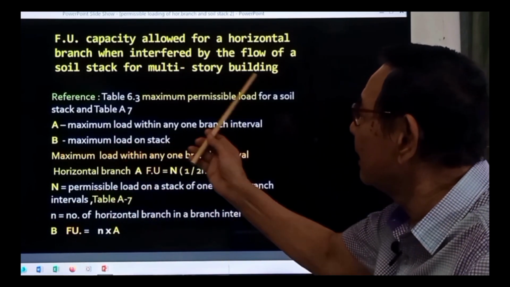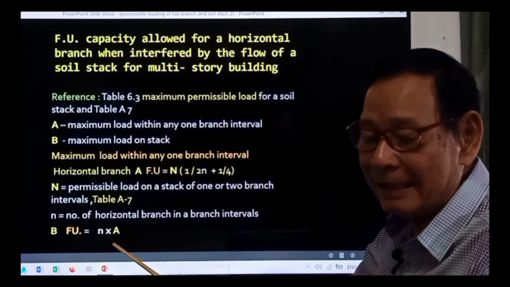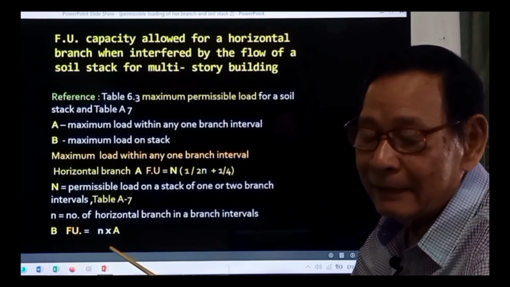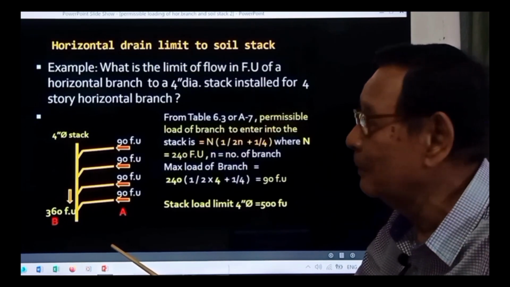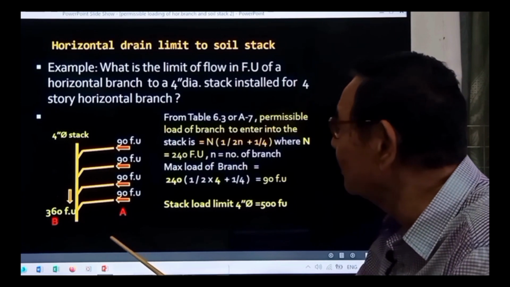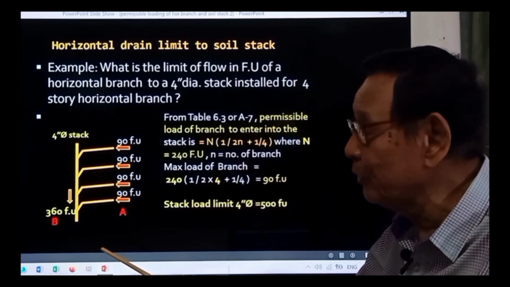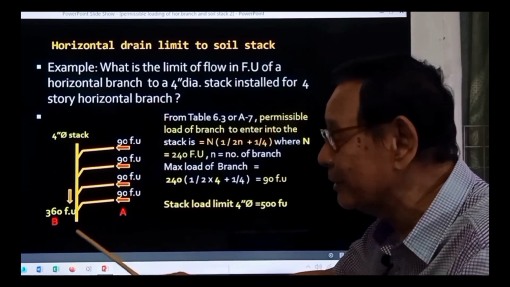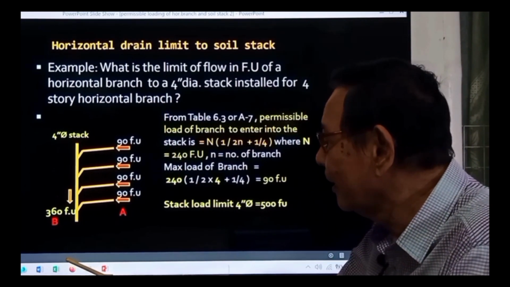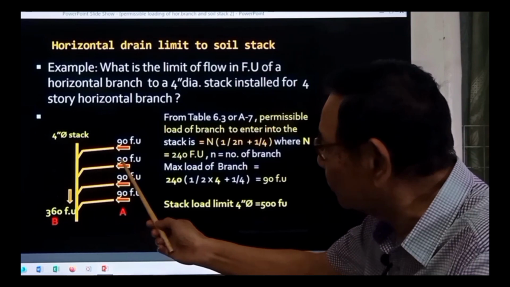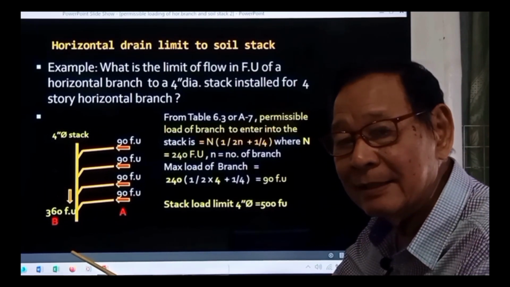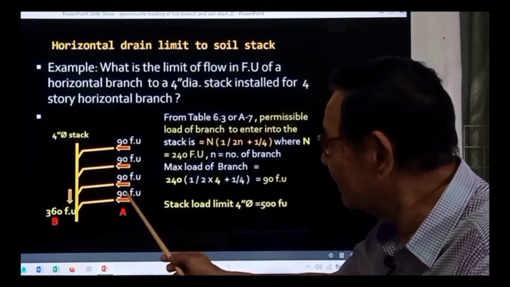Ito ang kung paano natin ma-limit yan, at kung paano natin makukuha. Example, sinabi nila na 90 fixtures unit ang kailangan ng D4. Hanggang dyan. Kung hindi na sinabi kung ilang story yan, ilang floor yan, sinabi lang na 90.